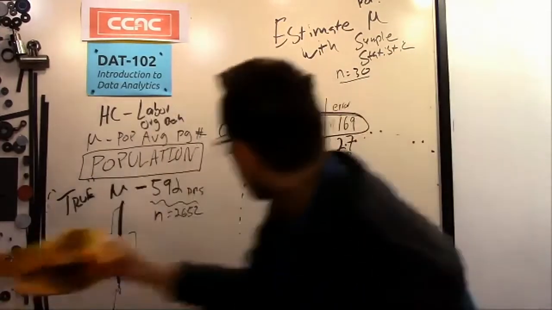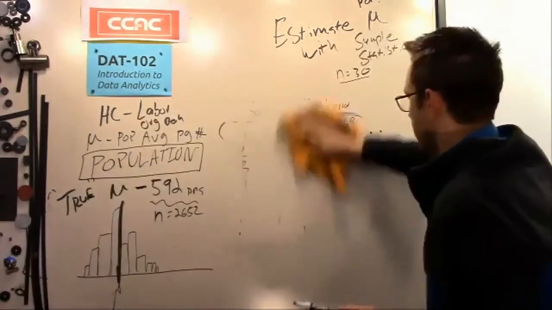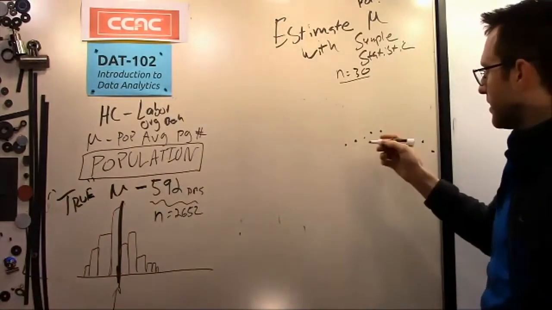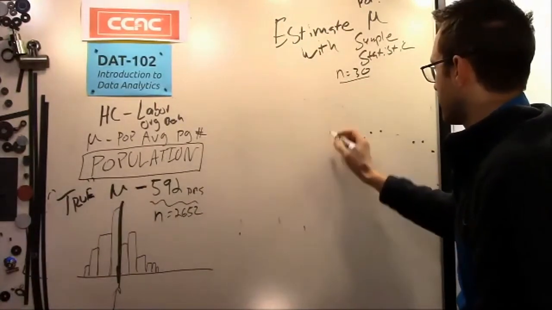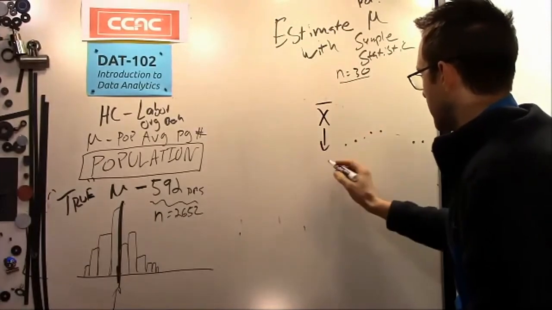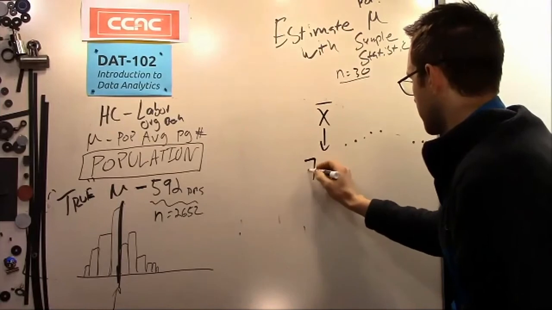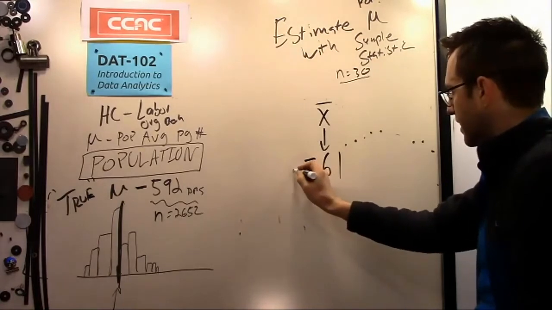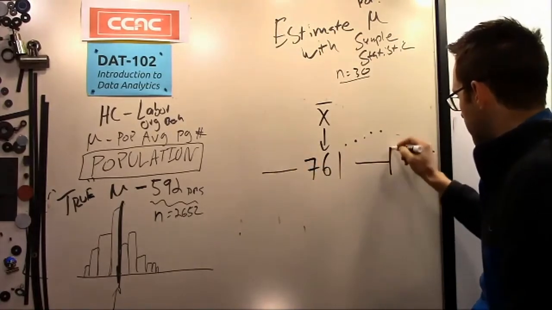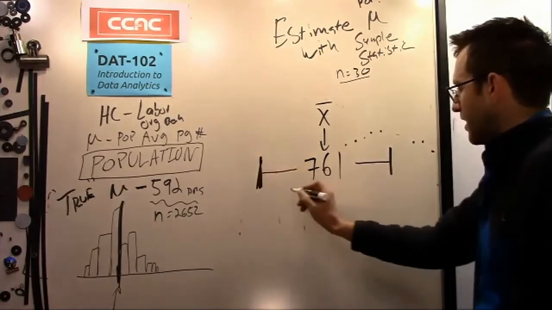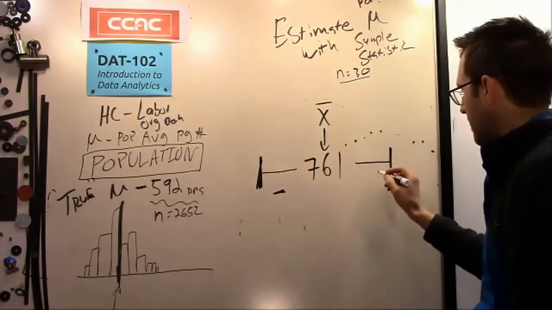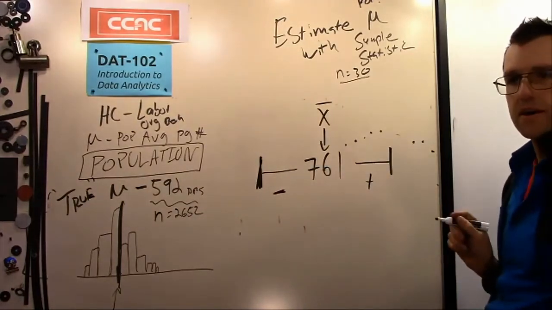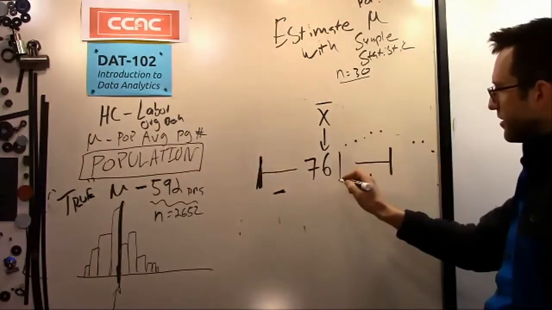What our job now is to figure out how we state our level of uncertainty of our sampling estimate. The sampling I just did was 761. So in stating the results of my study, I want to figure out how much wiggle room I should put around it, how much error there is.